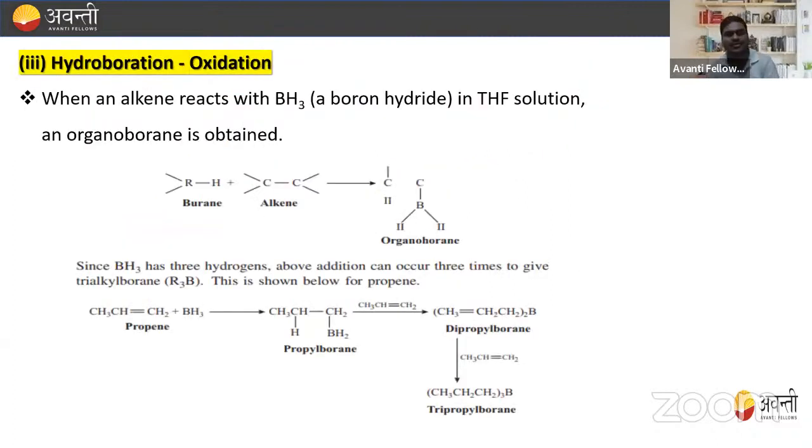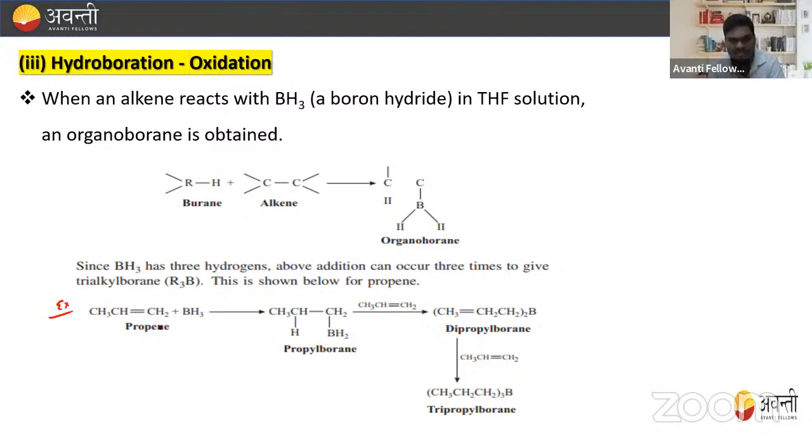Now, the next one is hydroboration oxidation. When an alkene reacts with BH3, borane in THF solution, an organoborane is obtained. So how is the organoborane obtained? When borane is treated with the alkene, the formation of this takes place. That is called an organoborane. Since BH3 has 3 hydrogens, the addition can occur 3 times to give the trialkyl borane.